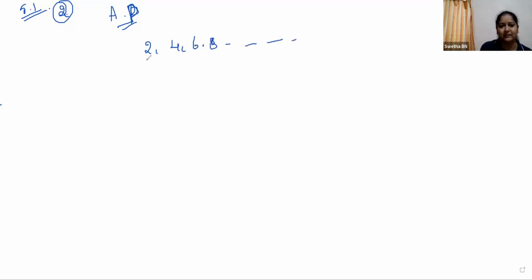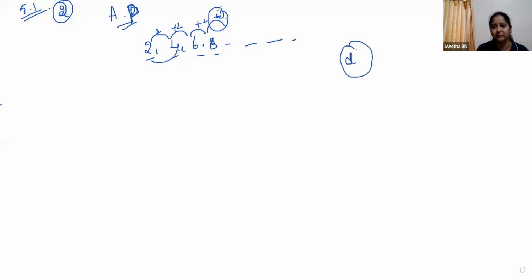See here, these are a list of numbers. These are not arranged randomly, right? They are arranged in a particular pattern or according to some rule, right? So what is the difference between each term? For example, 4 minus 2 is 2, or we are adding 2 to get the next number. 4 plus 2, 6 plus 2. See, we are adding the constant number here. This constant number is called the common difference, that is D, right?